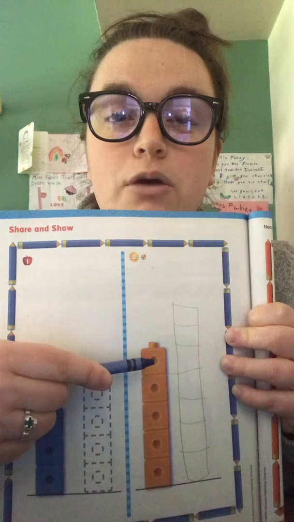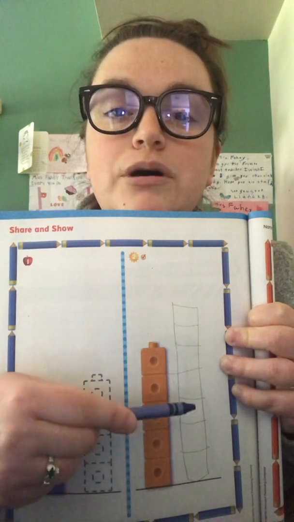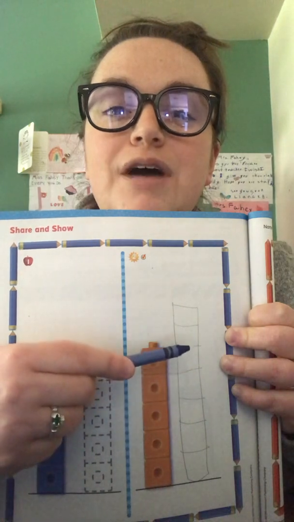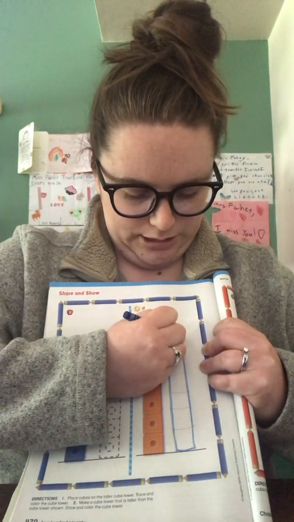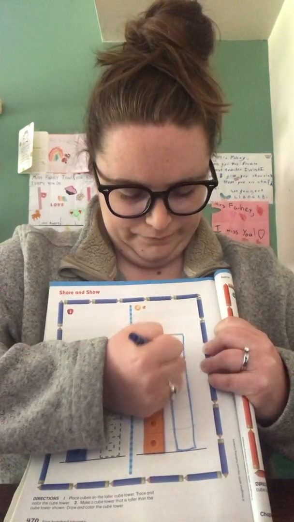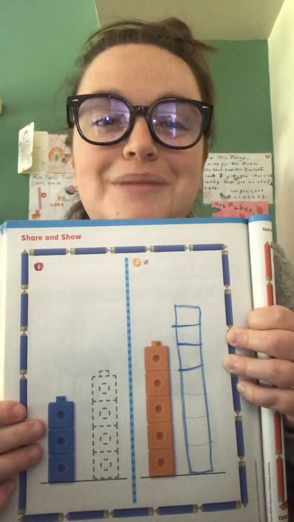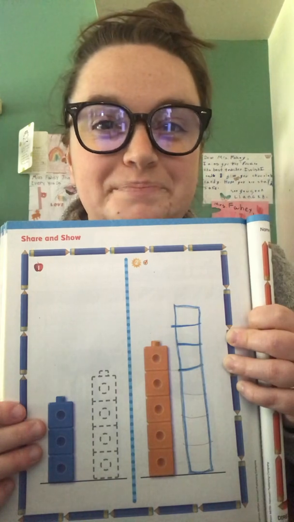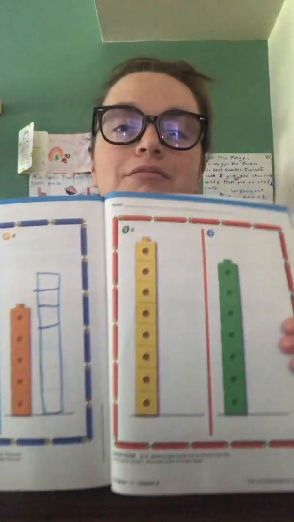So I needed to make a tower that was taller. So I made 1, 2, 3, 4, 5, 6, 7. So you're going to go ahead, make a tower just like that, taller than the orange one. As tall as you want to make it that can fit on the page. Let's come to page 471.